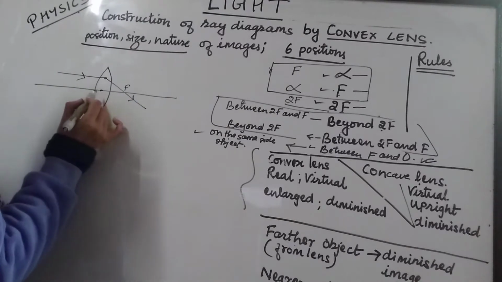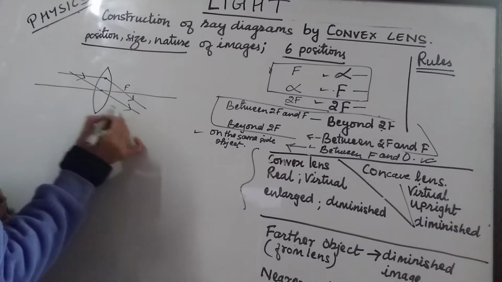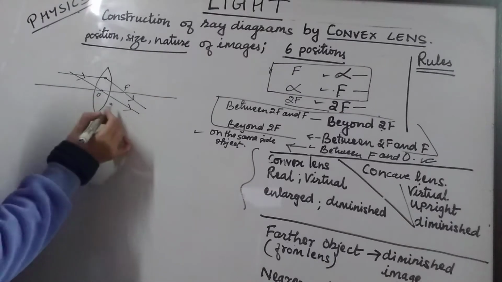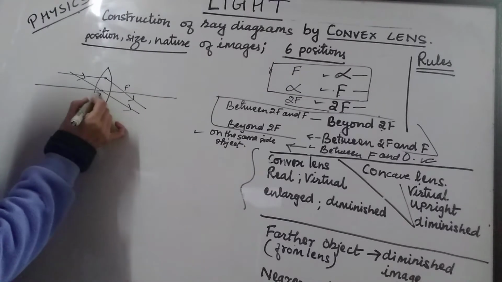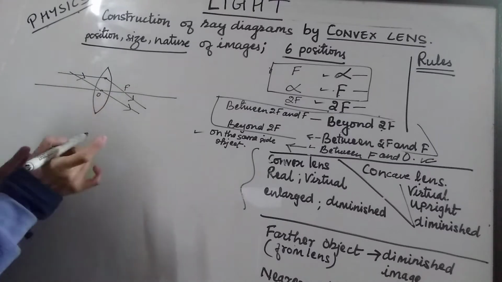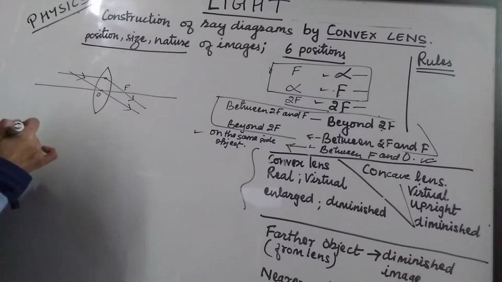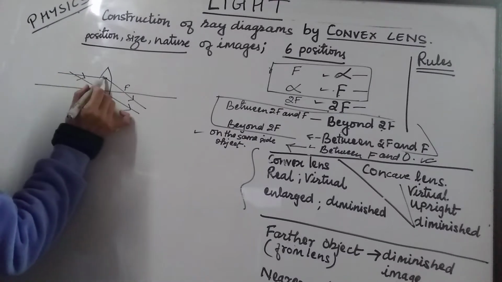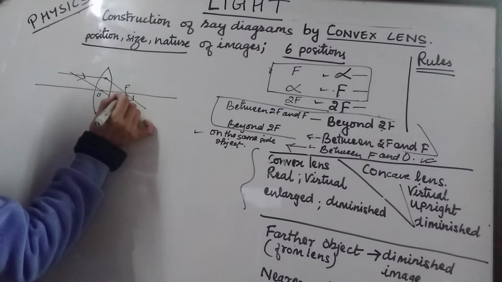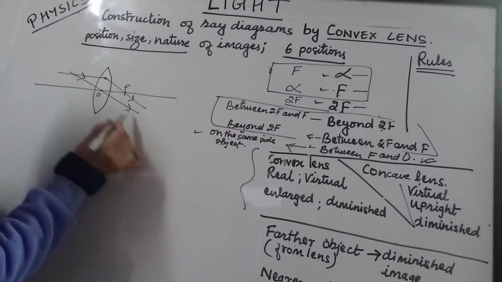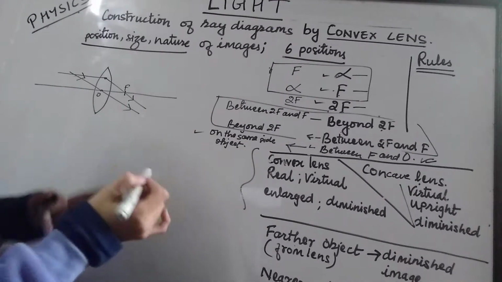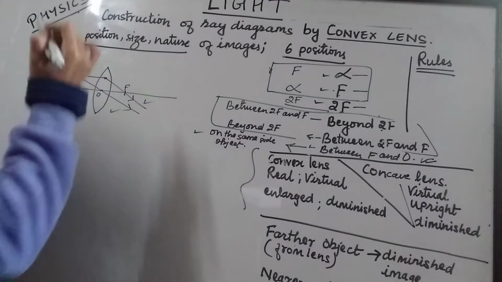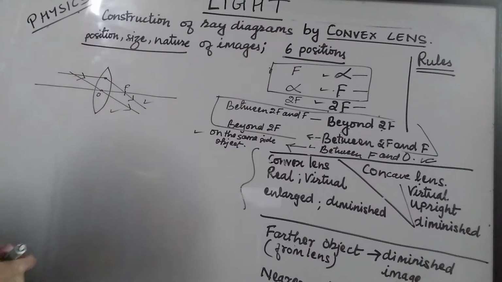The other one is the ray which is passing through the optical center will go out undeviated. There will be no bending of the light ray which is passing through the optical center O. So remember these two rules and two light rays. One is parallel to the principal axis, passing through the focus on the other side, and the light ray which is passing through the optical center will pass out undeviated, without bending. Just remember these two. It will be enough. So this is very simple.